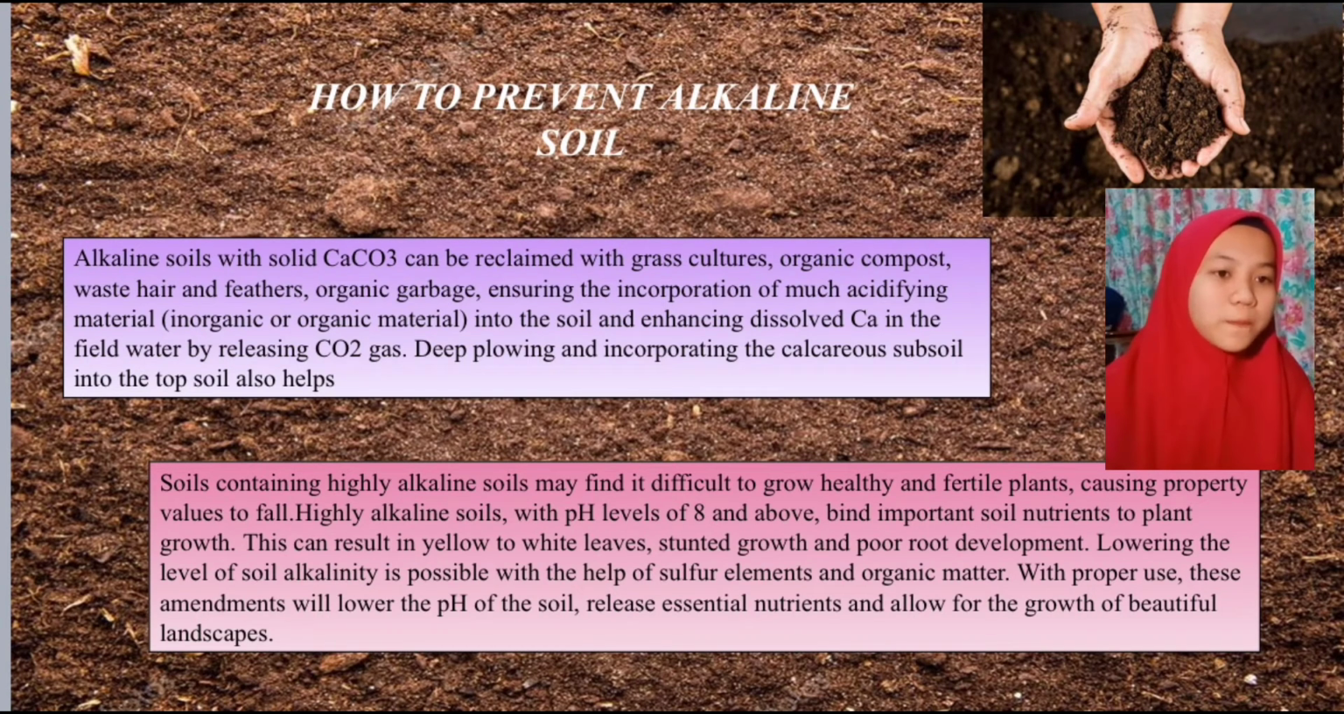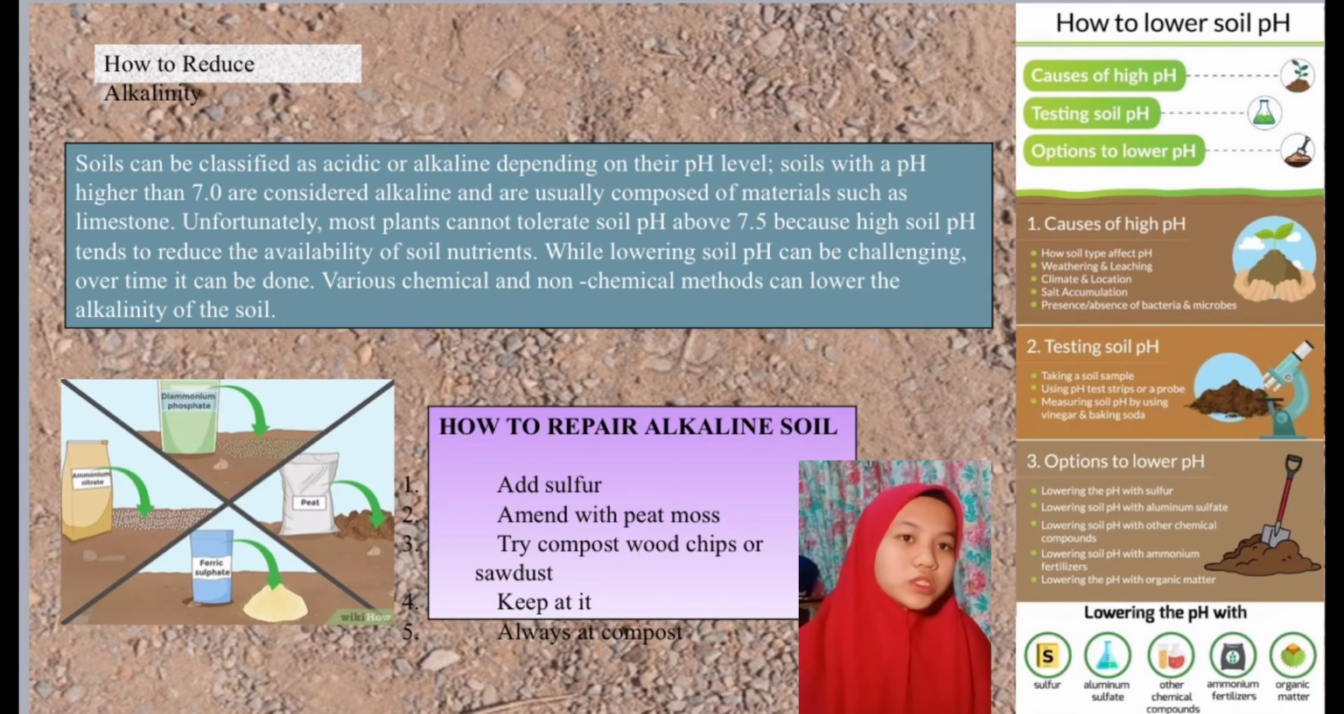Highly alkaline soil with a pH level of 8 and above binds important soil nutrients needed for plant growth. This can result in yellow to white leaves, stunted growth, and poor root development. Lowering the level of soil alkalinity is possible with the help of sulfur elements and organic matter. With proper use, these amendments will lower the pH of the soil, release essential nutrients, and allow for the growth of beautiful landscapes. Next, how to reduce alkalinity.